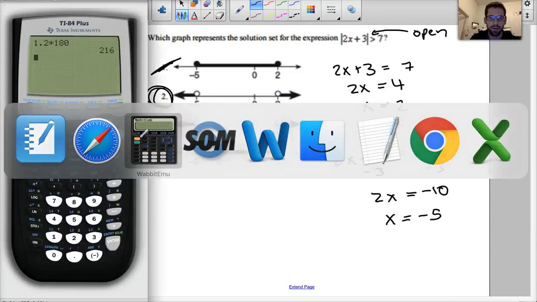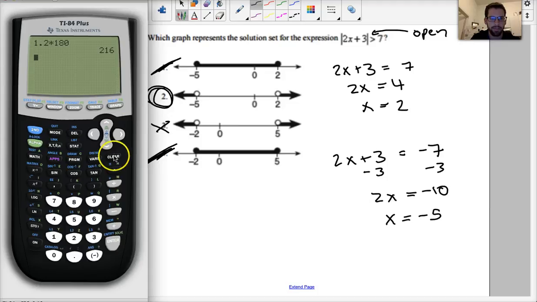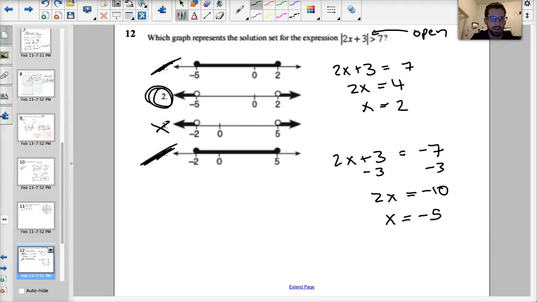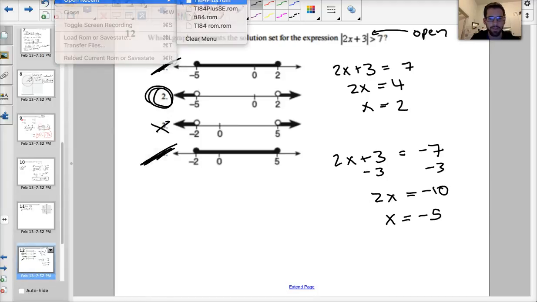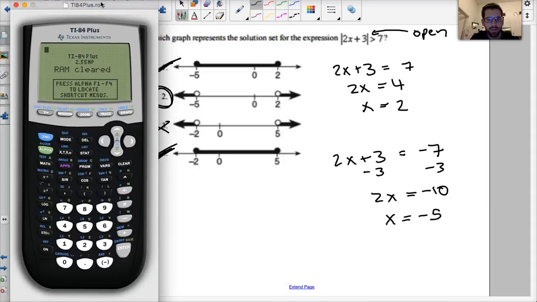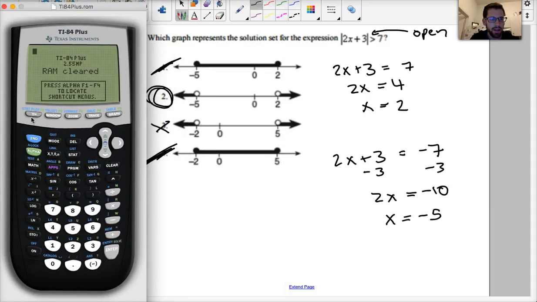So if I pull up my graph here, let's see, I gotta open up a new calculator because that one's frozen. Kind of glitchy software here. Then I'm gonna go in here, I'm gonna go to math, I'm gonna go to absolute value, and I'm gonna do 2x plus 3 is greater than 7. So greater than is option number 3.